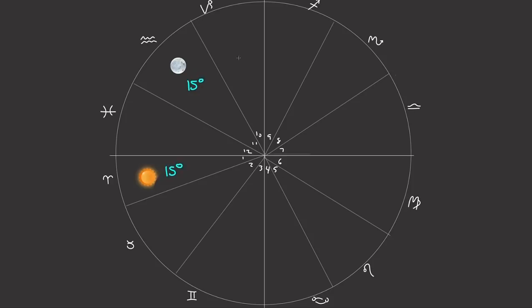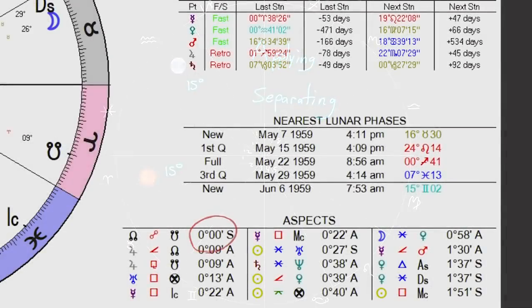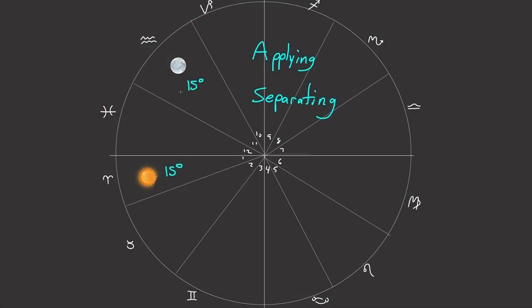Now, there are two types of aspects that we have. One is applying, and one is separating. You'll see that on a variety of charts, example on screen, where you'll see that a certain aspect exists, and it'll say A or S, that's applying and separating. So applying is when one planet is coming into the exact aspect of the other planet.